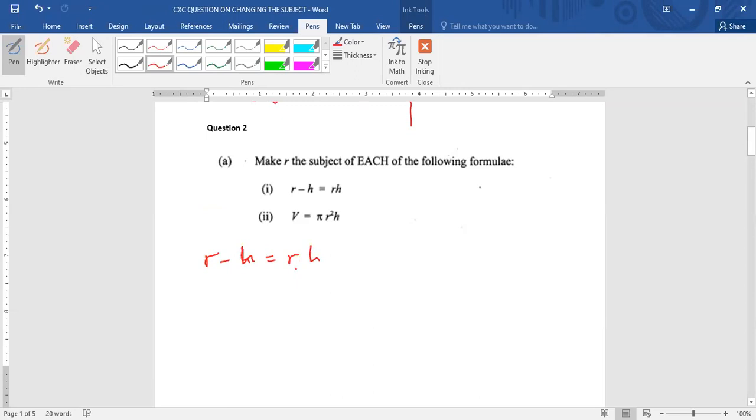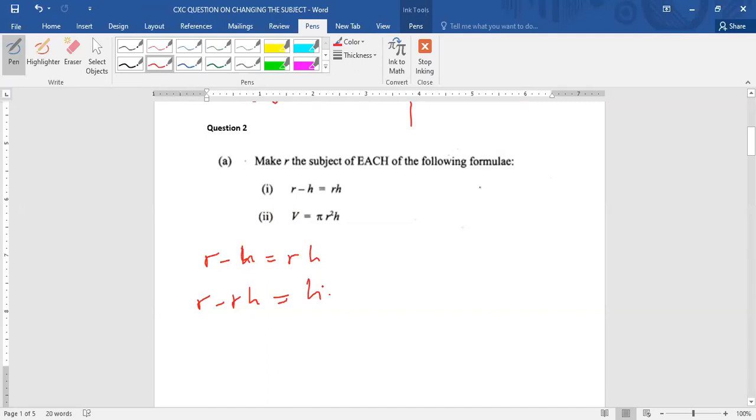Carry it over. Which one will I carry over? This R to the other side or the other one to this one? Are you going to put the R to the left? Put it to the left. So it becomes R minus RH. This is positive RH. You carry it over, it becomes negative RH. And this is negative H. You carry it over, it becomes positive H. Everybody clear with that?